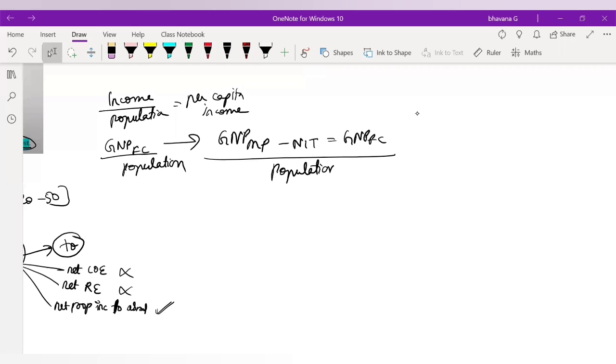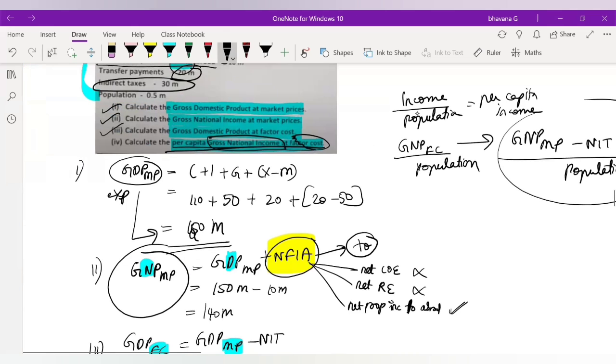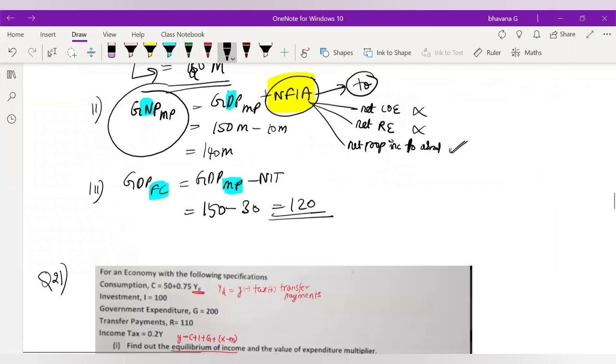Okay, so here since we are running out of time, I'll not be solving the whole sums. I'll just give you an idea on how to approach those sums. I hope this is clear. If you do this and if you divide by population, you will get your fourth answer, which is per capita gross national income at factor cost.